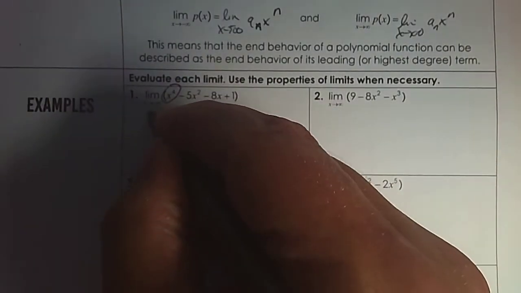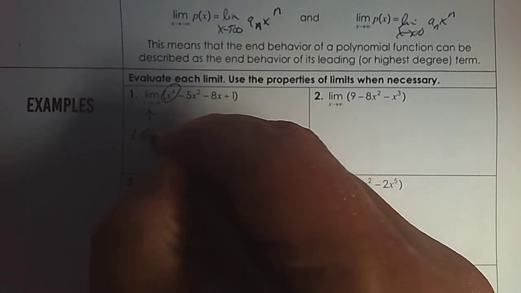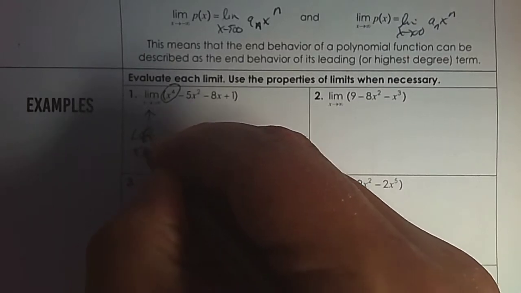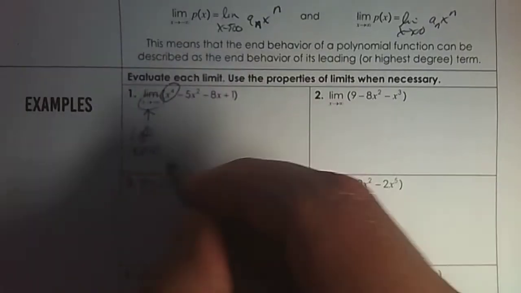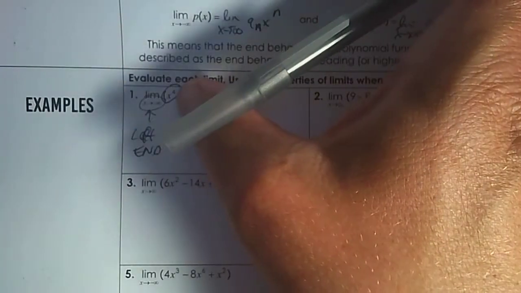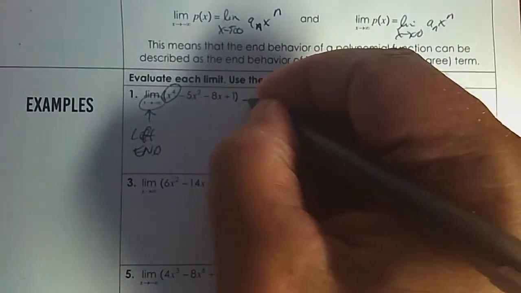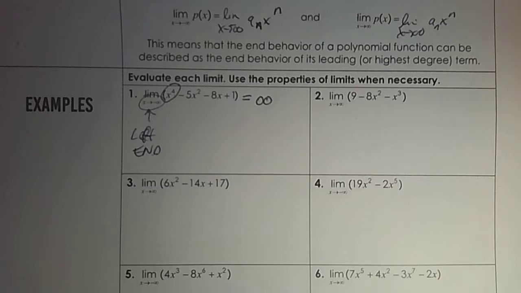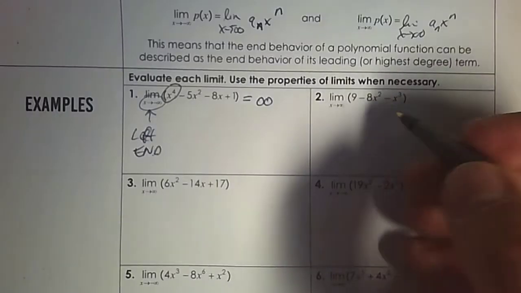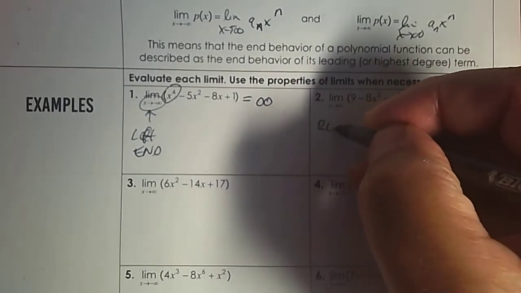So this says, what is the left end? Negative infinity means the left end. So only looking at the power term, where's the left end going? And the answer is infinity. So understand it as end behavior. Here, infinity, you know that's the right end.